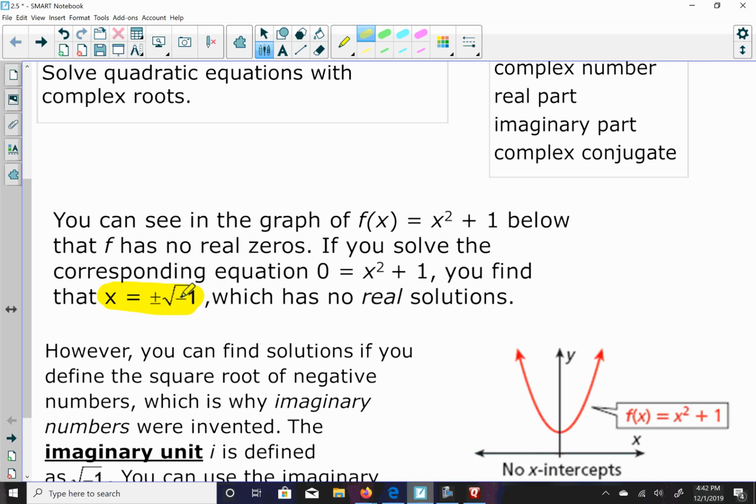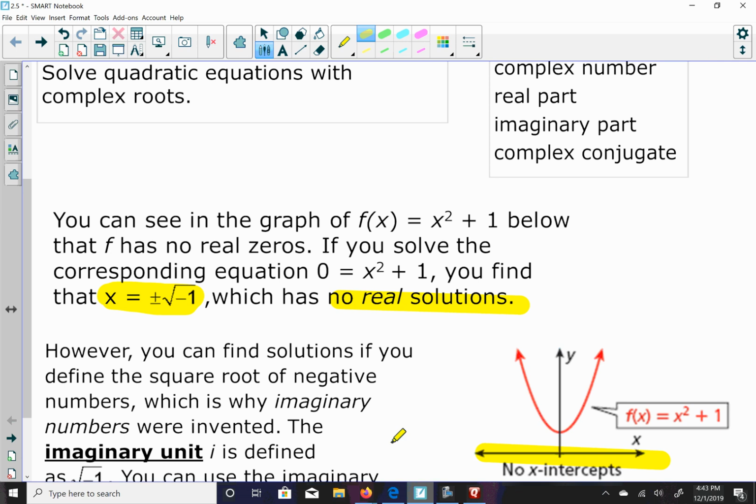When you try and take the square root of a negative number, we've always said that it has no real solutions. And that is true. The equation has no real solutions, because when I look at the graph, here's my parabola. It never crosses the x-axis, so I have no x-intercepts, therefore I have no real solutions.